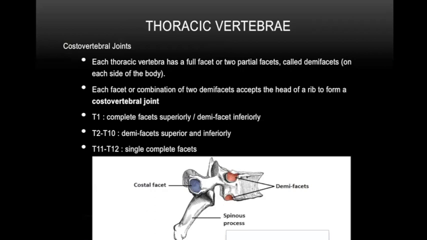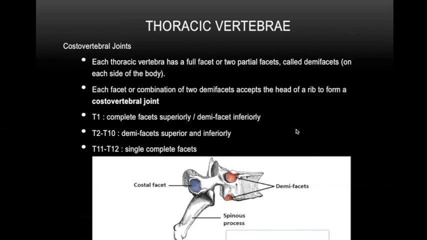Alright, next we have the thoracic vertebra. We go from cervical vertebra into thoracic vertebra. So thoracic vertebra, you have costovertebral joints. Each thoracic vertebra ada full facet or two partial facets. You call the demifacets here. Okay, on each side, and accepts the head of a rib to form a costovertebral joint.